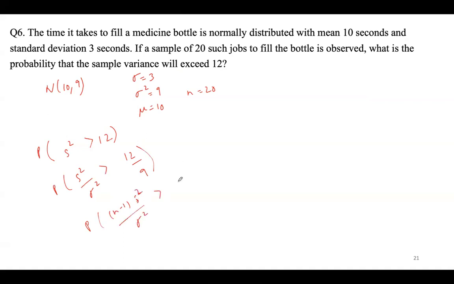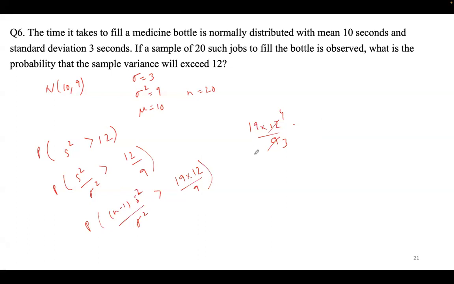So n is 20, so n-1 is going to be 19 into 12 divided by 9, right? So I can simplify 19 into 12 by 9. This is going to be 3, this is going to be 4. You can solve this up, 12 into 19. Yeah, so you can solve this, whatever the value comes up.